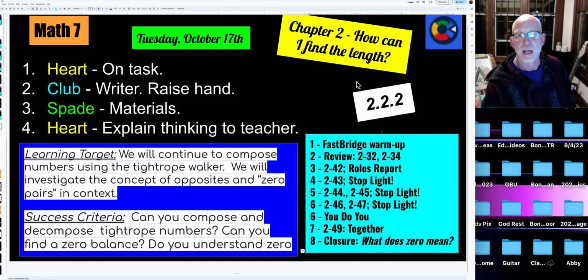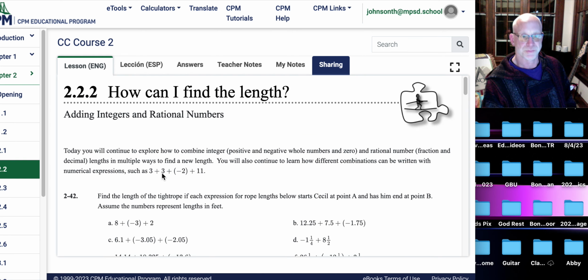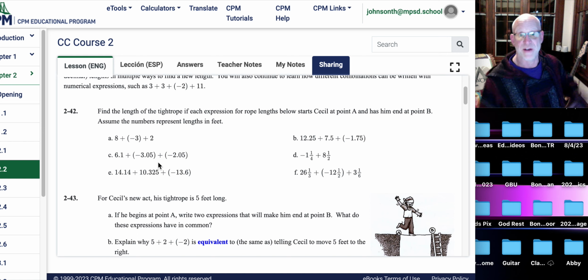And in Rolls Report, I'm just going to walk around, and I'm going to give the groups these questions. And this is in 2.2.2, and I'll just read it. It says, find the length of the tightrope if each expression for rope lengths below starts Cecil at point A and has him end at point B. Assume the numbers represent length in feet. So if Cecil started at 8 and then went 3 negatives or 3 backwards and then 2, where would Cecil be? What's the length of the tightrope?